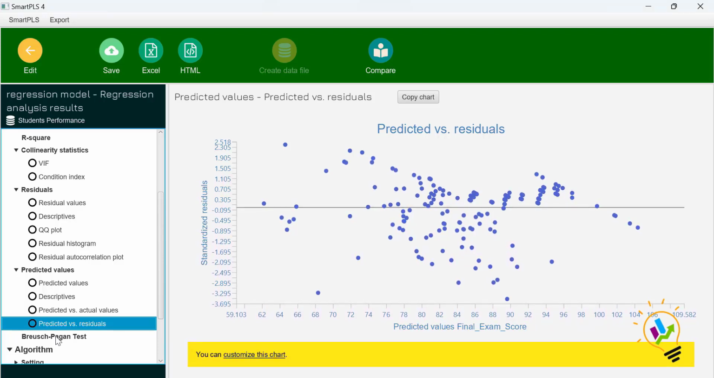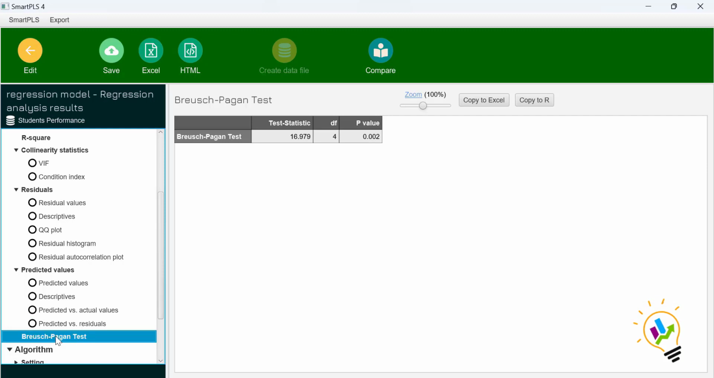Now let us discuss the Breusch-Pagan test. This Breusch-Pagan test is used to assess the presence of homoscedasticity in a regression model, which means that the variance of the residuals does not change across different levels of the independent variables.